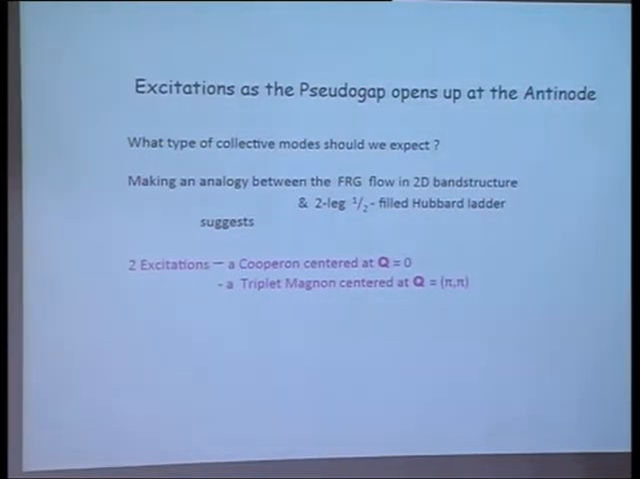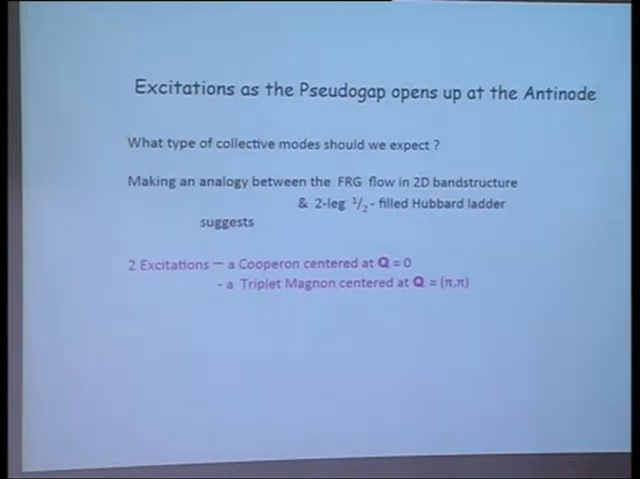10 more minutes. Okay, so I'd like to come to talk about excitations in the pseudogap, which are suggested by this phenomenological form. Now we made the analogy to the two-leg half-filled Hubbard ladder, and of course in that case we know what the low energy excitations are: two forms. There is a triplet magnon excitation at pi inside the gap, and a Cooperon, or an excitation of two holes or electrons inside the gap.